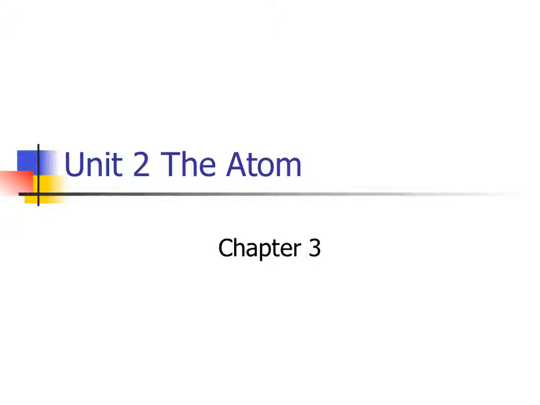Unit 2, the atom, Chapter 3. Chapter 3 begins, kind of continuing where we left off, using Bohr's model as a means to bridge the gap and move on into some of the other ideas on what we can actually do to map the atom, so to speak. We know where the protons are, we know where the neutrons are, and it's just trying to figure out what information we can gather about the electrons.